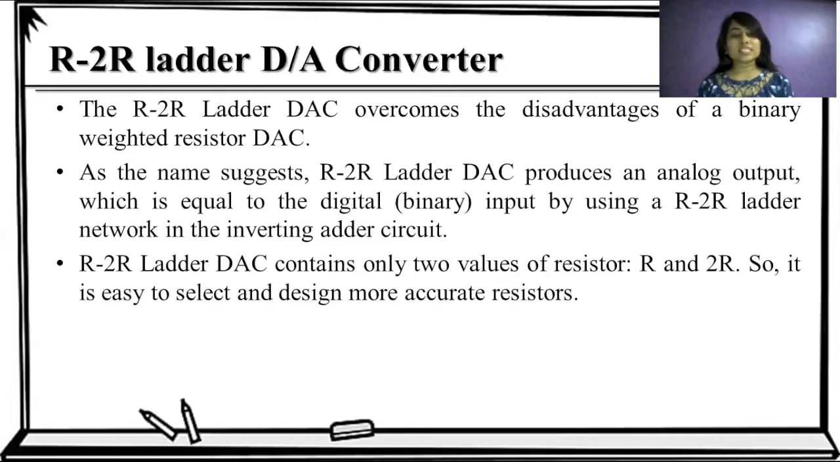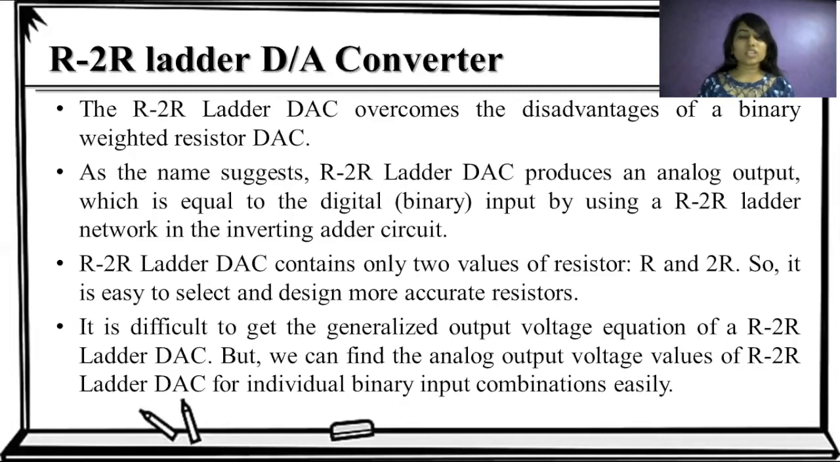The R2R ladder DAC contains only two values of resistor, R and 2R, so it is easy to select and design more accurate resistors. Basically, in a binary weighted resistor DAC we have to use a variety of resistors like R, 2R, 4R, 8R, 16R and so on for an n-bit DAC. But here, for any number of bits, we have to use only two types of resistor: one has a value of R and the other has a value of 2R. So using these resistors we can convert digital information into analog information accurately.